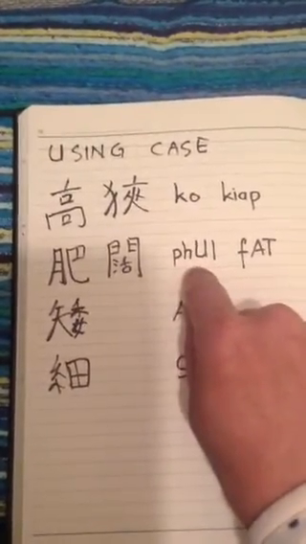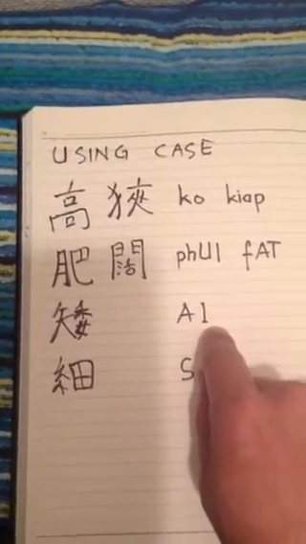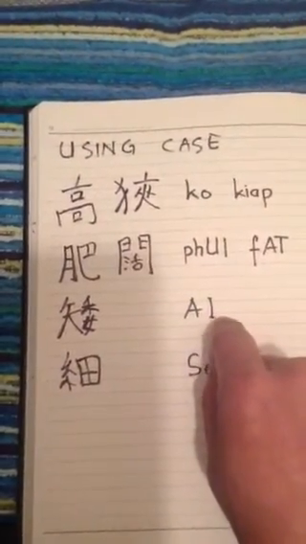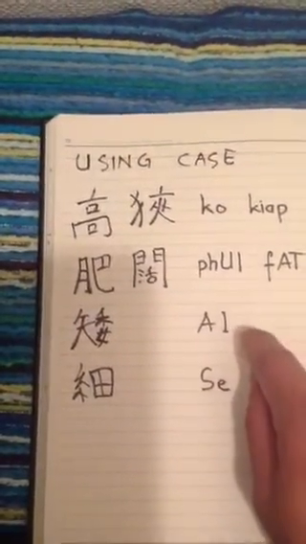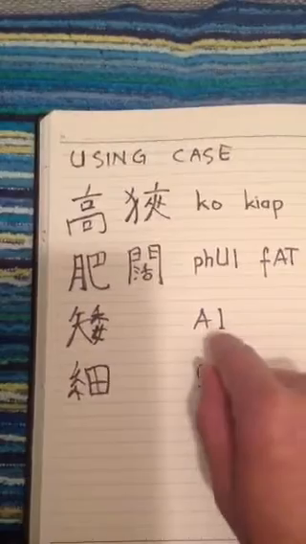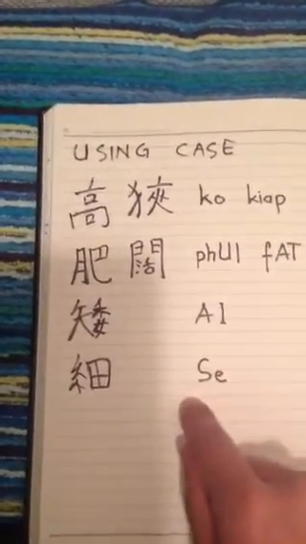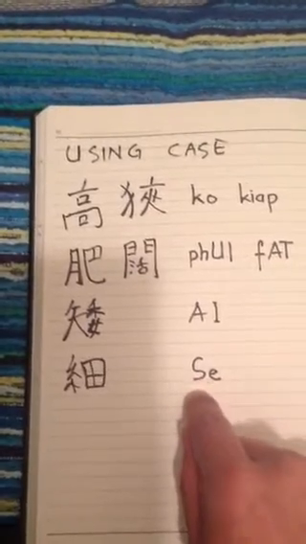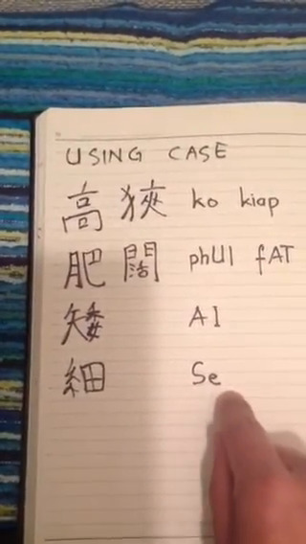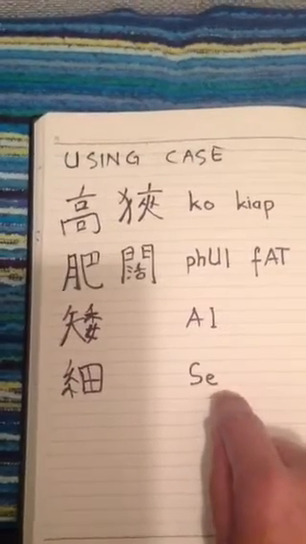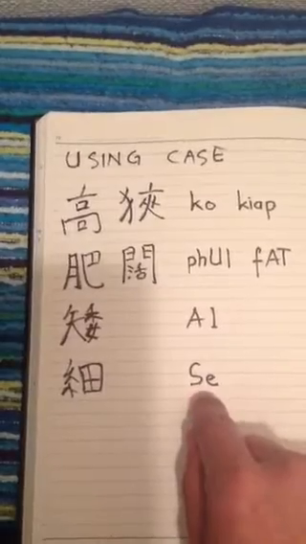So this one is pui and fat, and then the third tone is represented entirely with uppercase, in this case I, and the fourth tone is represented with uppercase on the first half of the sound and lowercase on the second half of the sound. And here you can see the example is se.